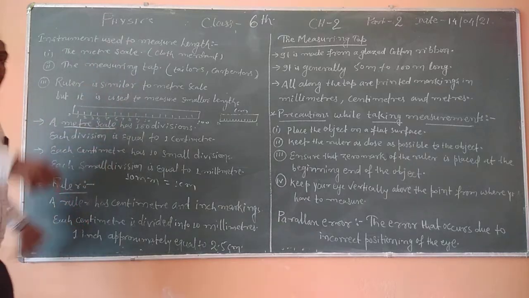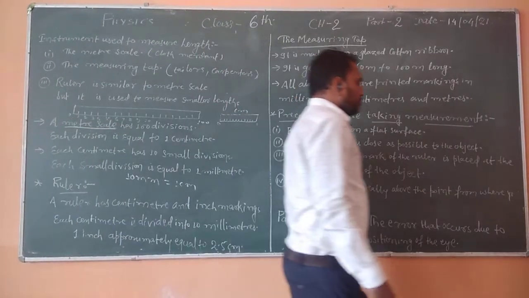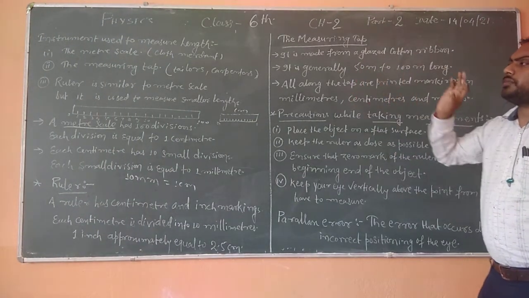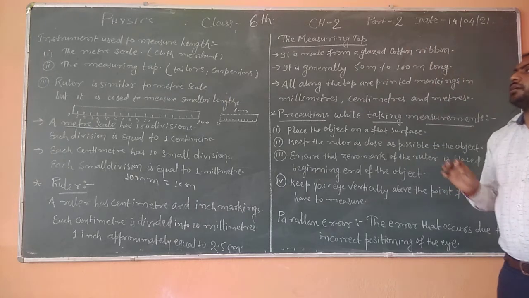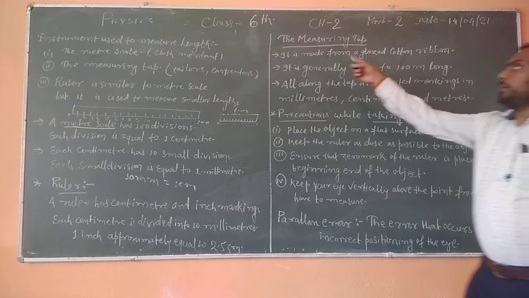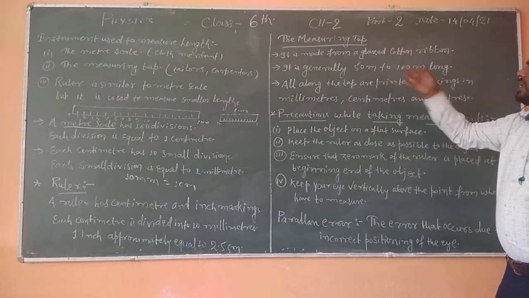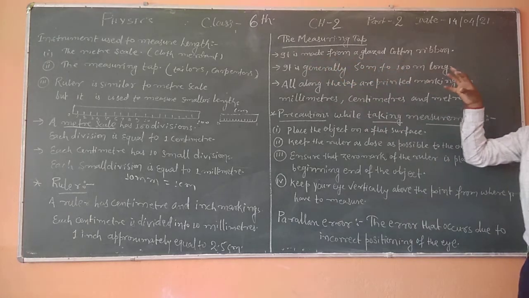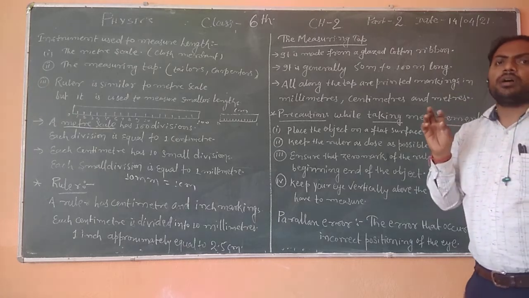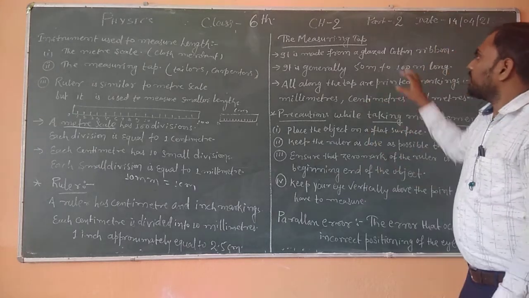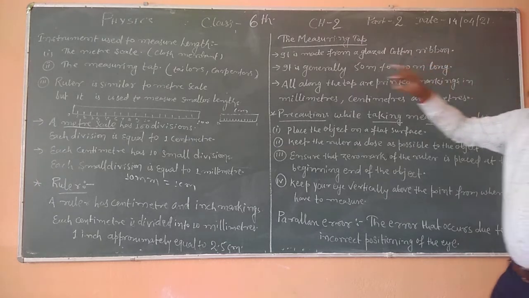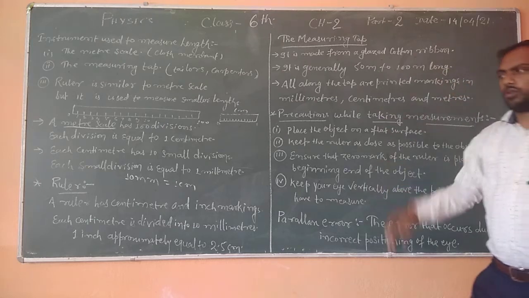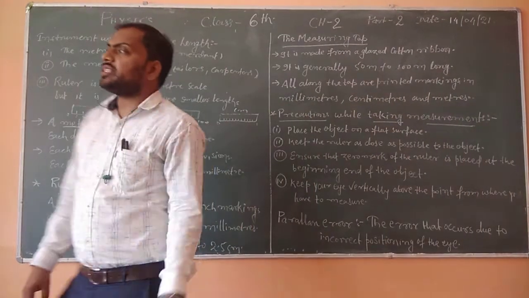Now the next is the measuring tape. For measuring larger distances we cannot use a meter scale or ruler. We use a measuring tape. Basically, what is a measuring tape? It is made from glass cotton, basically cotton cloth, a glass cotton ribbon. It is generally 50 meter to 100 meter long. That much long distance. By whom is it used?